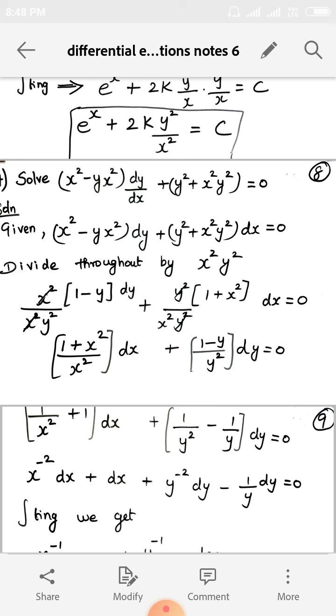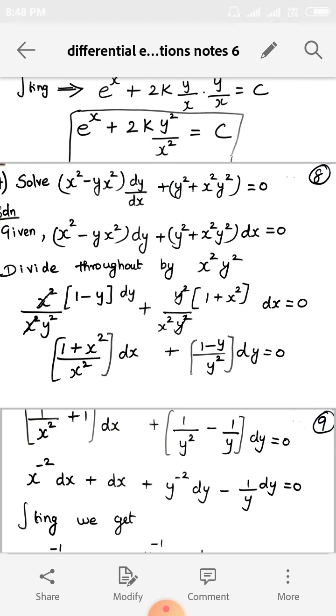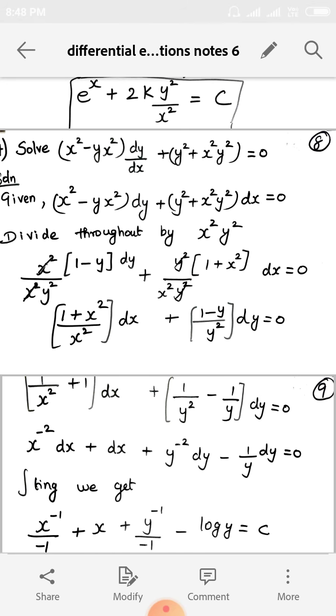Solve x square minus y x square dy by dx plus y square plus x square y square is equal to 0. First write the given equation. And next one, just divide throughout by x square y square. See the first term, taking x square common. So x square by x square into y square into 1 minus y dy plus the next term, taking y square common, y square divided by x square y square into 1 plus x square into dx is equal to 0.